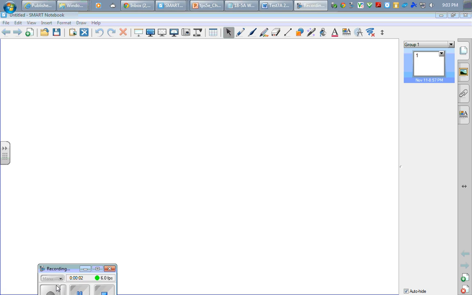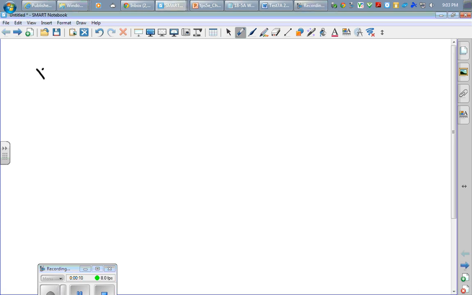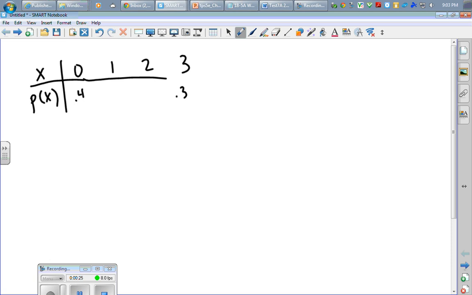One type of problem I want to look at involves finding the mean and standard deviation of a distribution that's given to you like this. Consider this distribution where you play a game and you can win $1, $2, or $3 or no money. 40% of the time you win no money, 30% of the time you win $3, 20% of the time here, 10% of the time here.